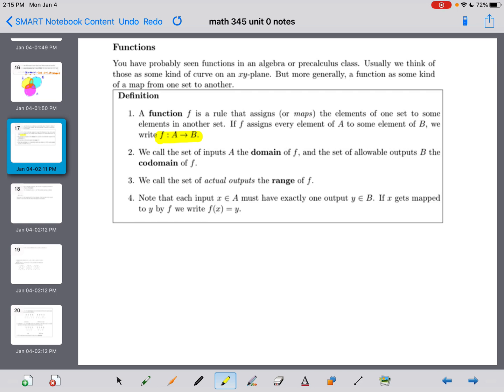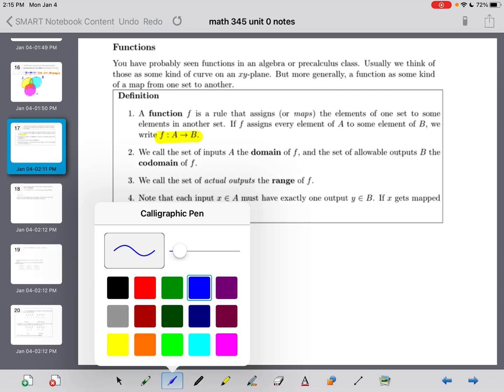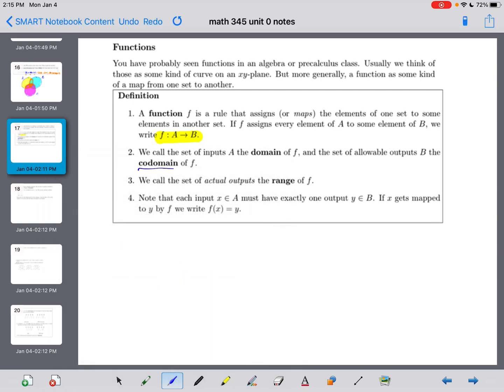Now, the actual outputs of the function is what we call the range of the function. So the set B is the codomain. Those are the allowable outputs, but the actual outputs are the range. So what this means is that the range is always going to be a subset of the codomain. Possibly equal, but certainly not any bigger.